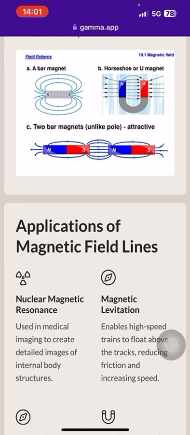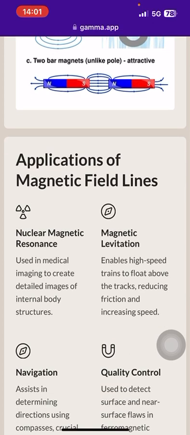And applications of magnetic field lines. What are the applications of magnetic field lines? Nuclear magnetic resonance is used in medical imaging to create detailed images of internal body structures. And magnetic levitation enables high speed trains to float above tracks, reducing friction and increasing speed.